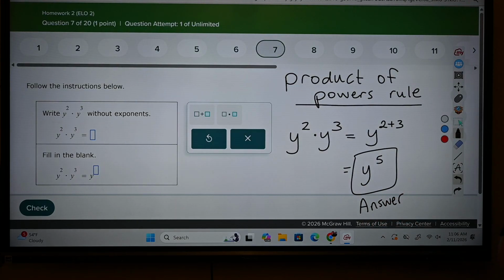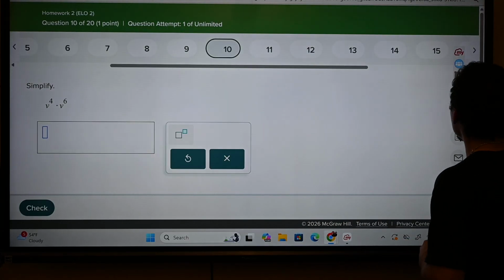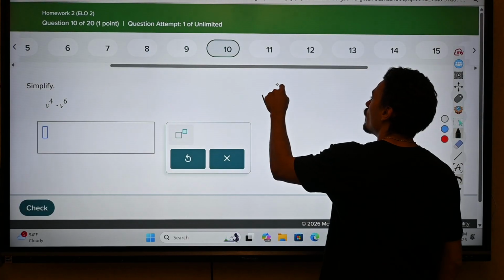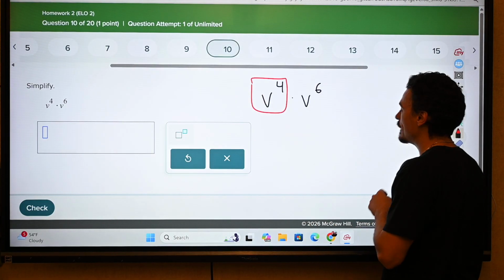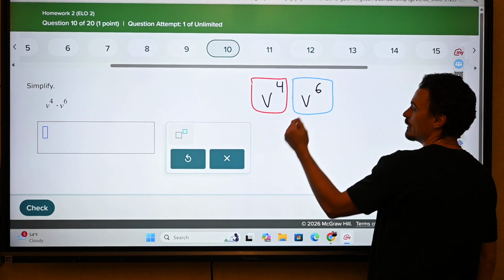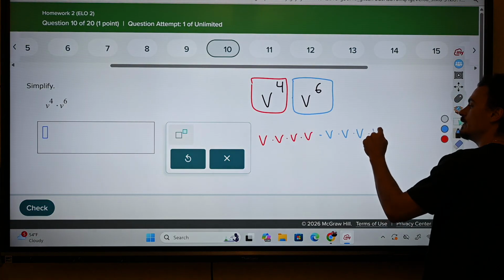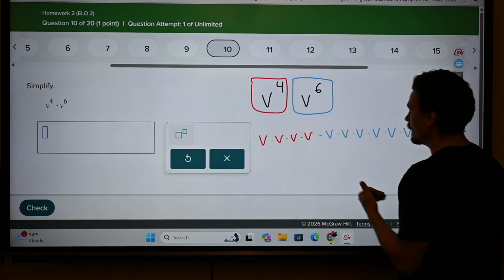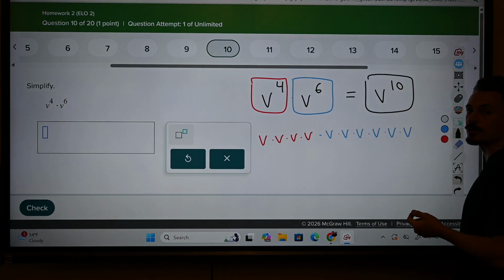All right, got to move on here. So number 10, let's apply that rule real quick. So right here I have v to the 4th times v to the 6th. By the way, if you're ever in doubt, you should take these exponents and expand them out. So v to the 4th would be v times v times v times v. V to the 6th would be v times v times v times v times v times v. 6 v's, 4 v's, makes a total of 10 v's. And that's our answer.